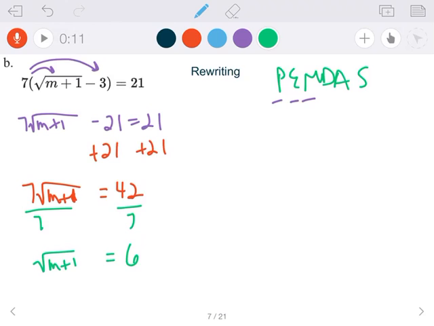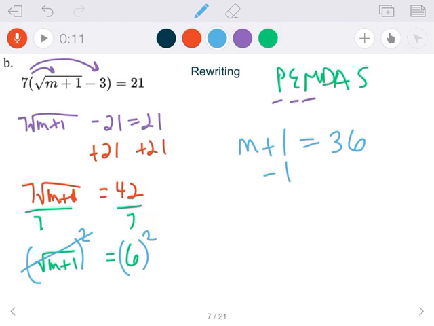And then I have a square root symbol happening, which is similar to an exponent. And the way to undo a square root is to square it. So I'm going to square this side. I'm going to square this side. The square root and the square cancel each other out. So we have m plus 1 equals 6 squared, which is 36. And then I can just subtract 1 from both sides to see that m equals 35. One way to solve it.